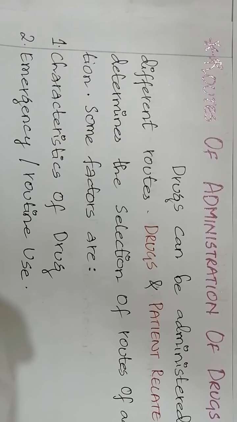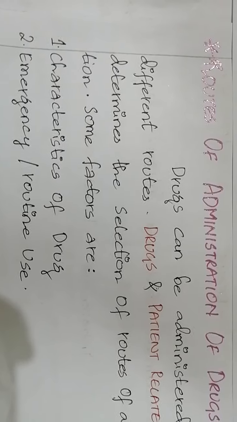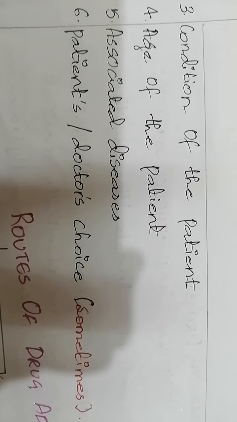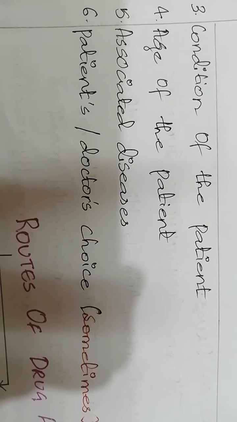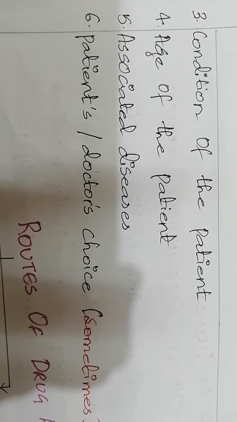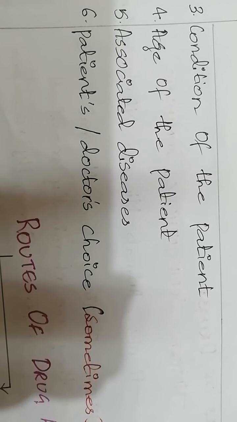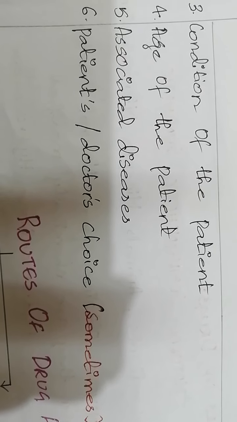First is characteristics of the drug. Next is emergency or routine use. Next is condition of the patient, age of the patient, associated diseases. Sometimes it is the patient's or doctor's choice.